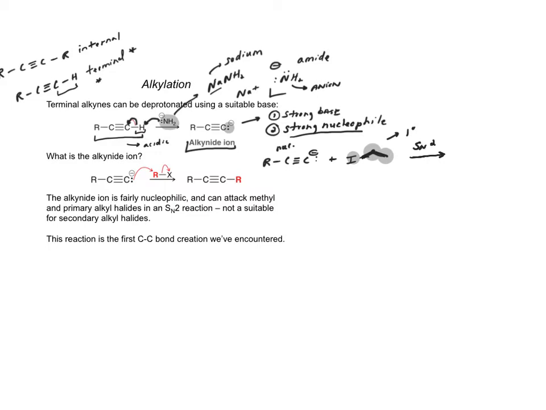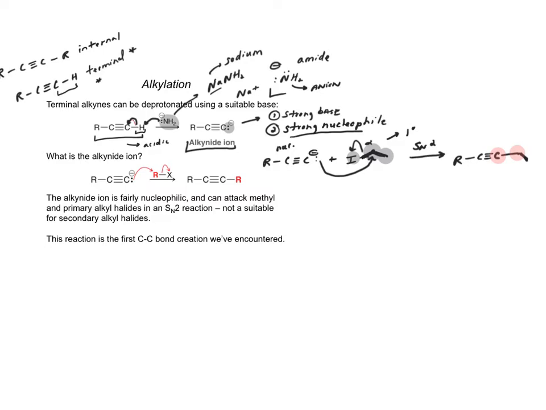So we're going to bring back our nice SN2, where this guy attacks the alpha carbon. Remember, the leaving group, our iodide, our halogen, is going to leave, and as a result we get the formation, for the first time, of a carbon-carbon bond.